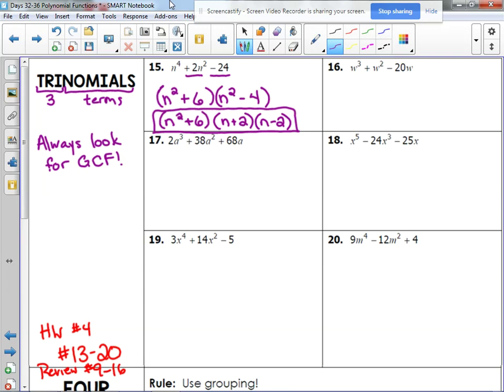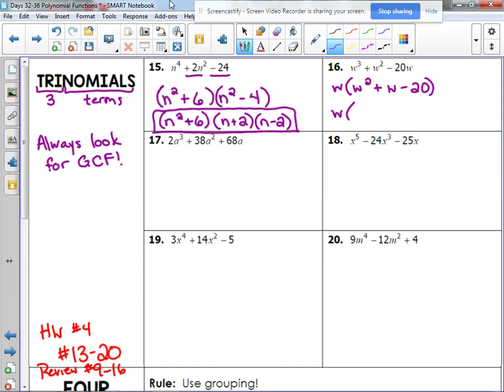Okay, number 16. All three of those terms do have a W in common. So that's our starting point. We pull out the W. We had 3 W's. We took one of them out, so we've got 2 left. We had 2 W's. We pulled one of them out, so we have 1 left. And we pulled out the W from the negative 20W, so just the negative 20 is left there.